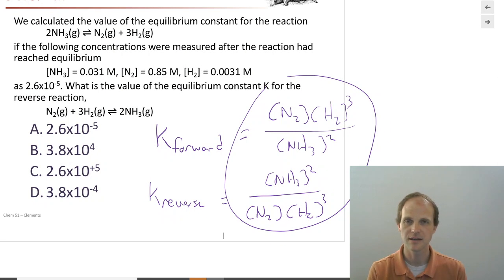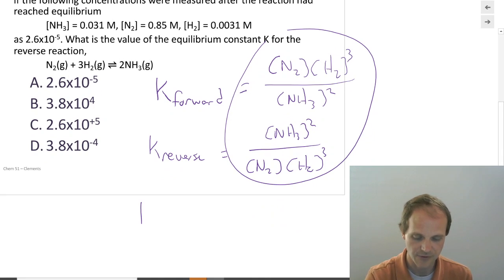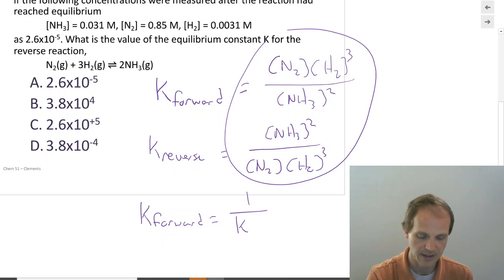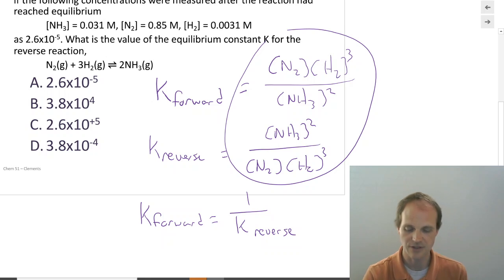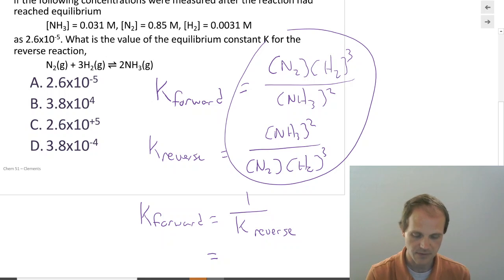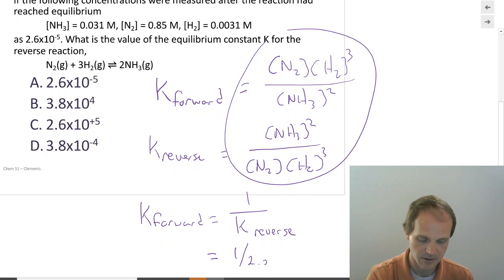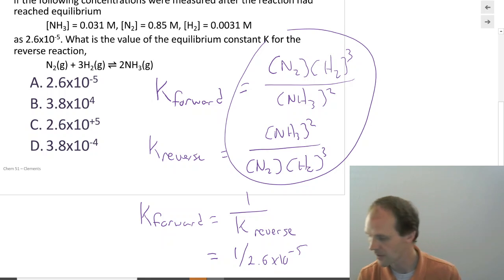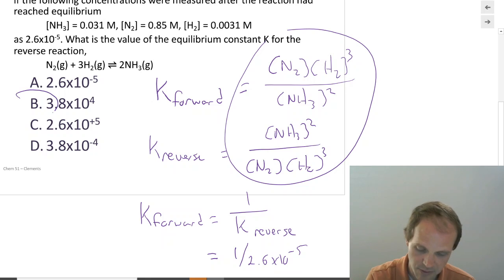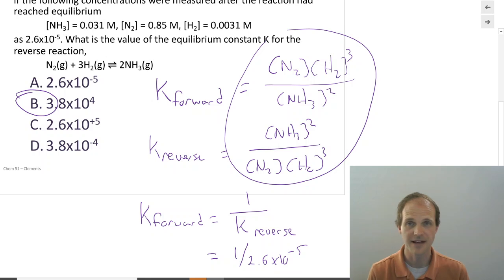If you look how they're related, it's just 1 over. So K forward, let me actually use the word forward, is just 1 over K reverse. And so we can actually just take 1 over 2.6 times 10 to the minus fifth. And that would be how we get our answer, which would be 3.8 times 10 to the fourth. Like I said, you could have plugged it in and just done the numbers there, or if you recognize that, you can just do 1 over. And we'll explore more how K changes when we manipulate reactions later on in some of our work.